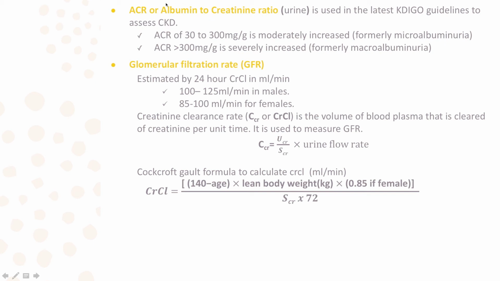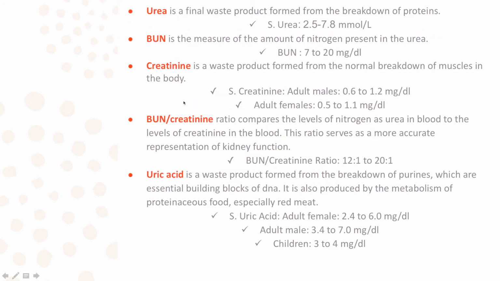Then some urine tests. The ACR, or the albumin to creatinine ratio. We find out the albumin levels in the urine and the creatinine level in the urine, and we divide them to assess chronic kidney disease.